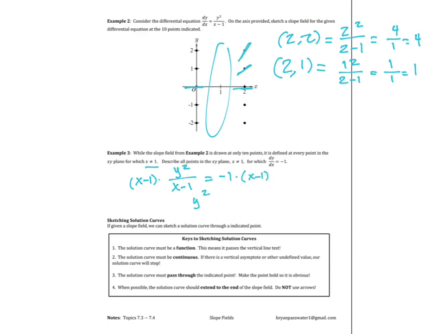So y squared equals -x plus 1, take the square root: y equals plus or minus the square root of -x plus 1, except where x equals -1. So if you were to graph this function in the slope field, all of the slopes around that function would have a slope of -1.